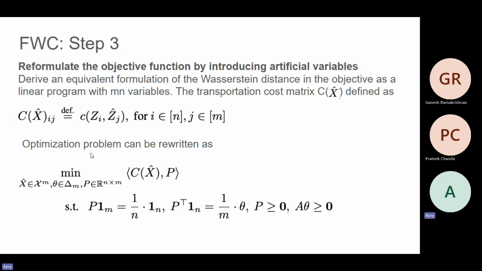Yes, yes. So the first three constraints come from the reformulation of the Wasserstein minimization objective. The fourth, theta greater than zero, that's our additional constraint that we're adding. These constraints.